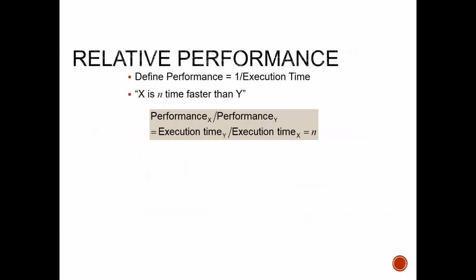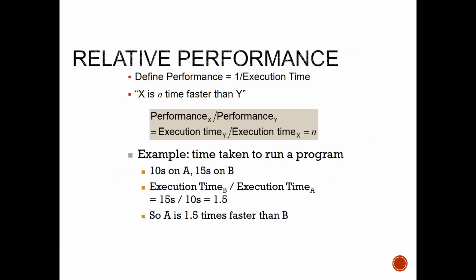Okay, relative performance. Define performance as 1 divided by execution time. "X is n times faster than Y" means performance X divided by performance Y equals execution time Y divided by execution time X.